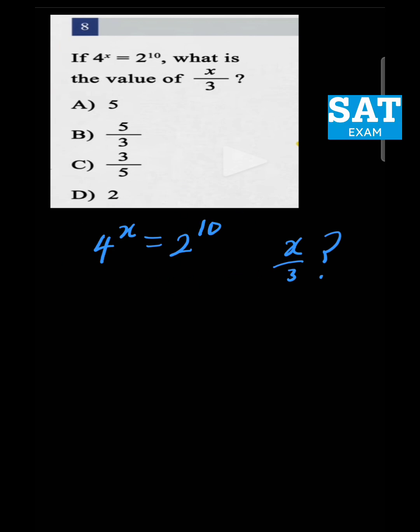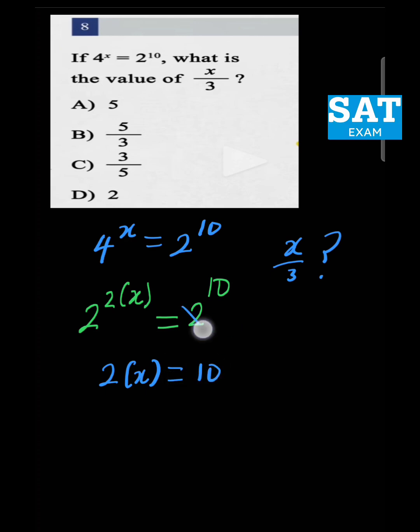And to do that, we need to make the bases the same, because 4 and 2 can be written with the same base. So now we're going to make it base 2, right? So 4 in base 2 is the same as 2 raised to the power of 2, then raised to the power of x, which is equal to 2 raised to the power of 10. Now, as you can see, the bases are the same. And if the bases are the same, then the powers are also the same. So the power on the left is 2 times x, which is equal to 10.